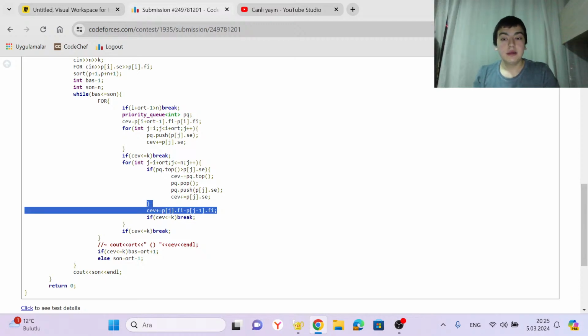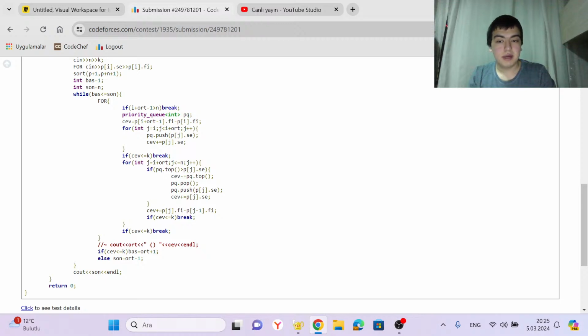Also, I am adding p j dot first minus p j minus 1 dot first, because I have increased the length of the array. I have increased the r value, so the new value that comes from the second part of the summation will be p j, which will increase by this value, because I have increased the interval. So the answer that comes from the second part of the summation will increase by this value.